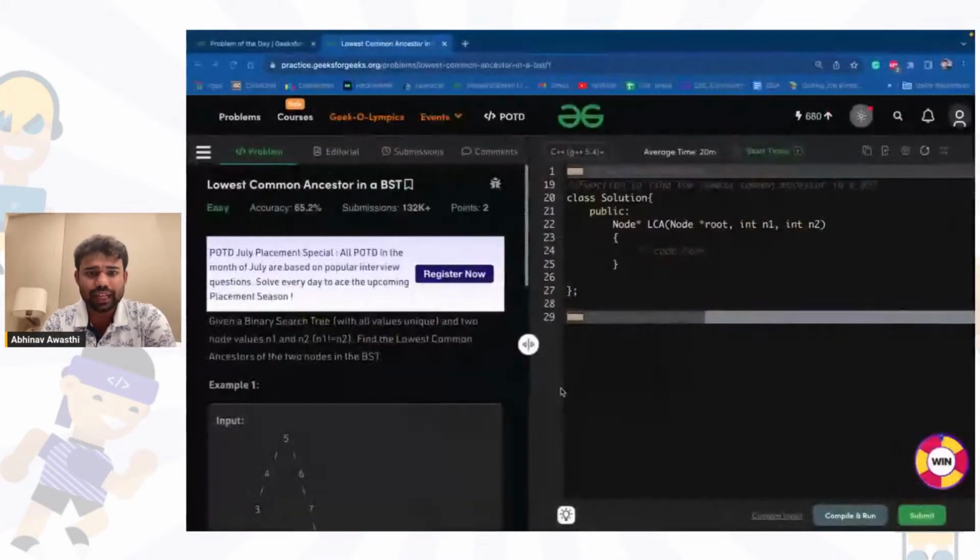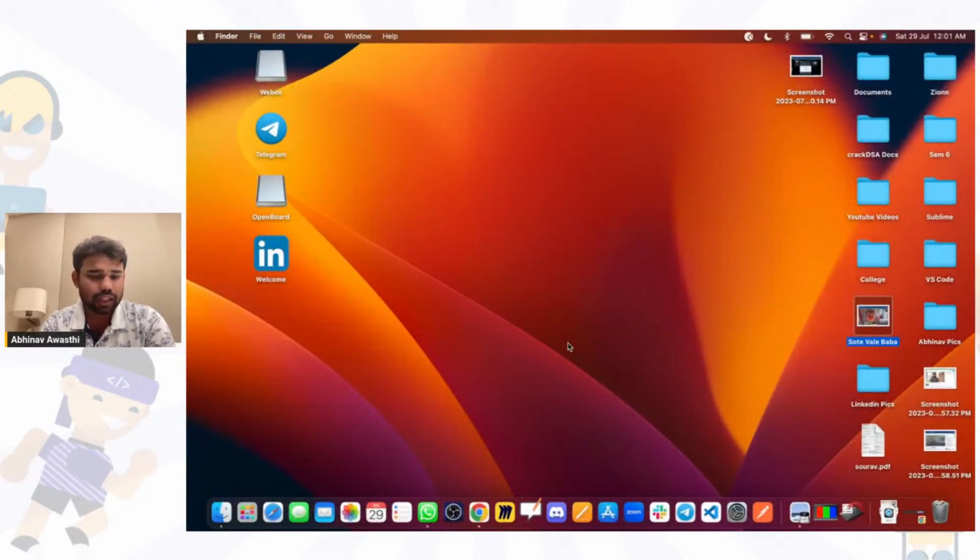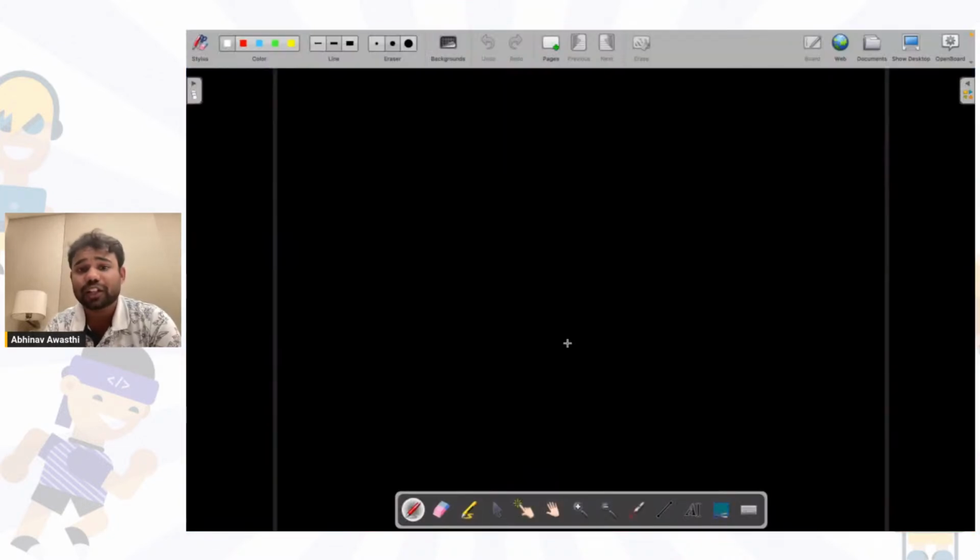So the problem says that, by the way, I have to also open the blackboard. So the problem says that there's a BST and you have to find the lowest common ancestor of that. For a BST, lowest common ancestor is a very easy thing, okay? It's really easy to find the lowest common ancestor, or we can say LCA, for a BST, because BST has a property. We all know the property of BST. So first of all, I will quickly talk about what the property of BST is.